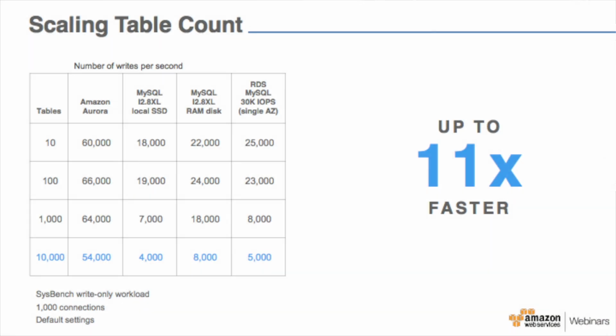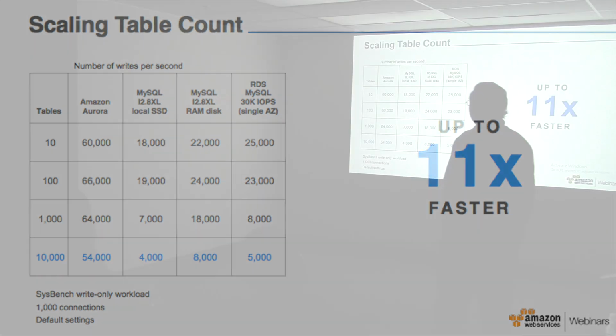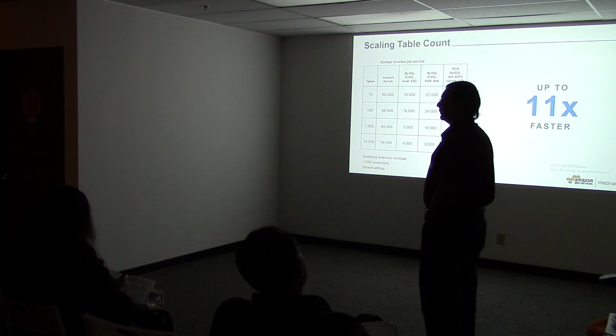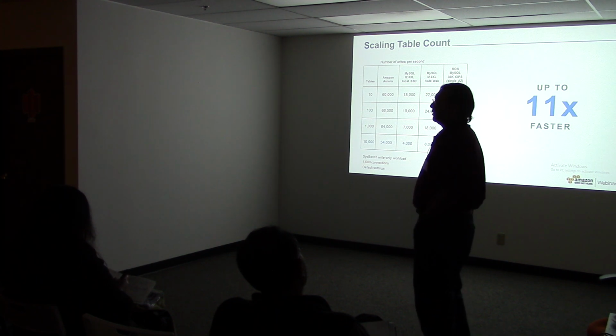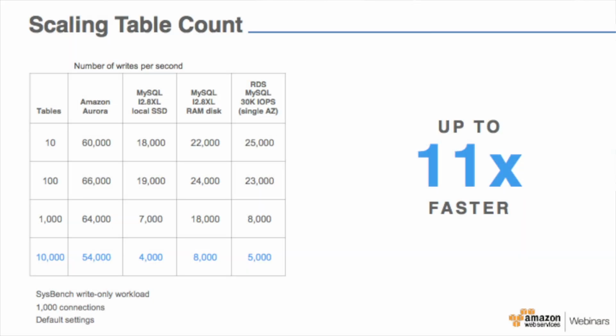Now we also scale the table count to see how metadata handling scales in MySQL and Aurora. And we increase the number of tables from 10 to 10,000, right? And if you look at Aurora, it actually went down a little bit as you grow from 10 to 10,000, but not by that much, from 60,000 to 54,000, which you would expect because now we have more metadata to handle.